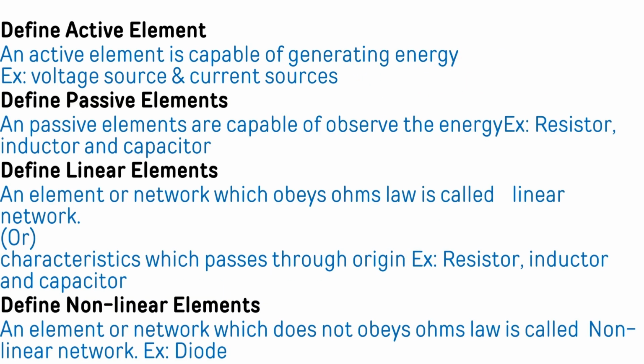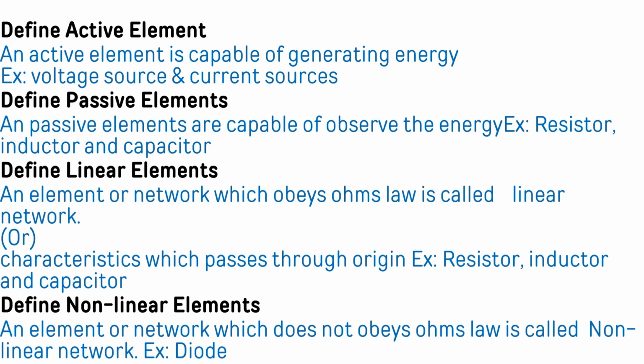Active elements. An active element is capable of generating energy. Examples are voltage source and current source. Define passive elements. Passive elements are capable of absorbing energy. Examples are resistor, inductor, and capacitor. Define linear elements. An element or a network which obeys Ohm's law is called a linear network. A characteristic which passes through the origin is also called linear. Examples are resistor, inductor, and capacitor.